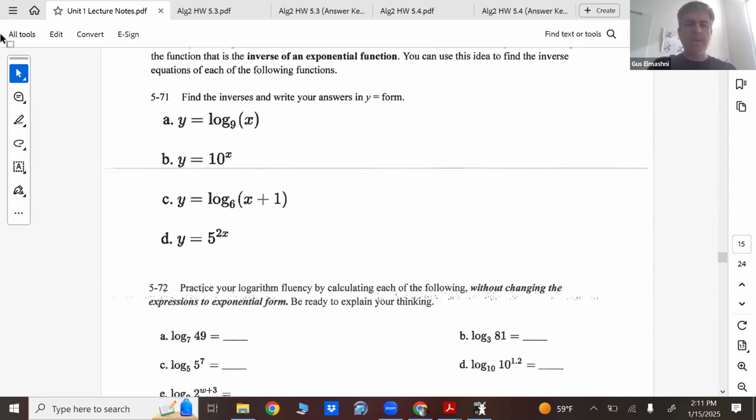So when you switch x and y, then you want to solve for y afterwards.